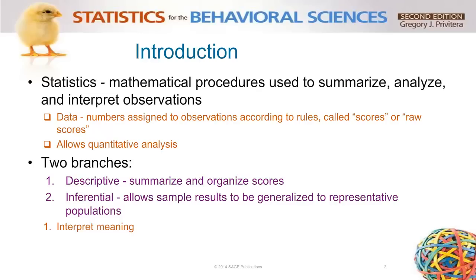So here your textbook author gives a definition of statistics: mathematical procedures used to summarize, analyze, and interpret observations. And then he also gives the definition of data: numbers assigned to observations according to rules, called scores or raw scores.